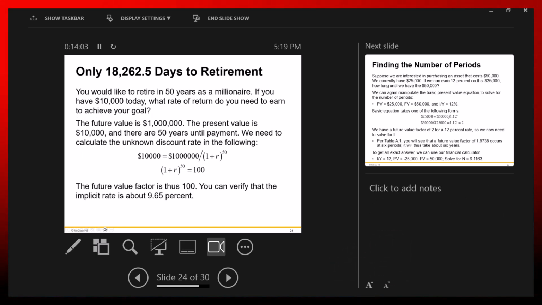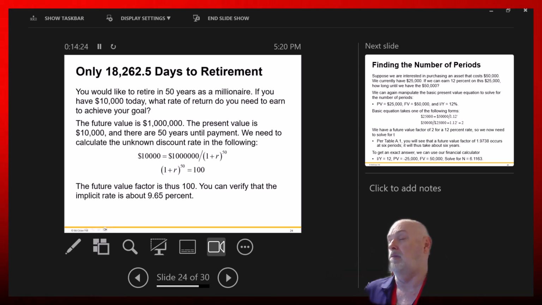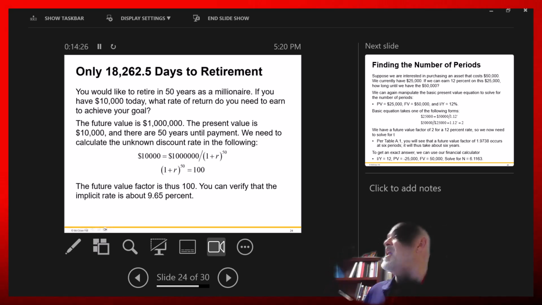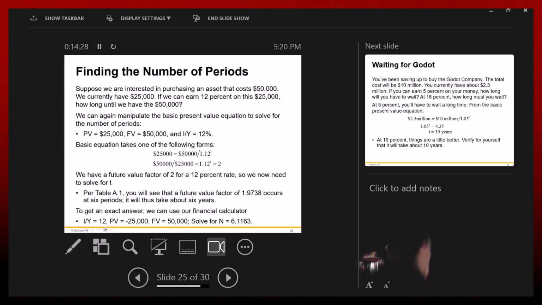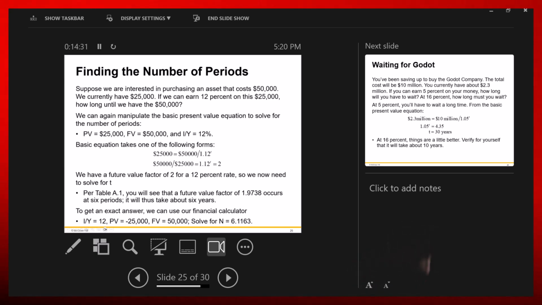We would like to retire in 50 years as a millionaire. If you have $10,000 today, what rate of return do you need to earn to achieve your goal? The future value is $1 million. Present value is 10,000. There are 50 years until payment. We need to calculate the unknown discount rate in the following. The future value factor is thus 100. You can verify that by the implicit rate. It's about 9.65%.